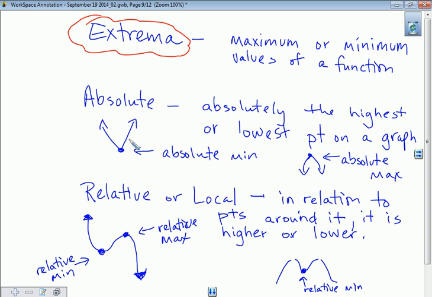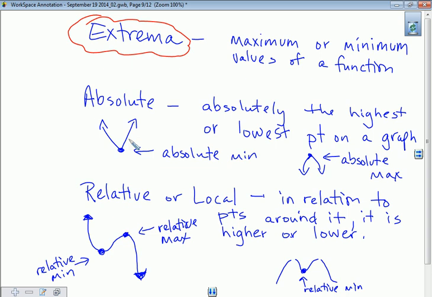Now the second example I gave you is a parabola that's opening down. And the vertex of this parabola is the highest point on the graph. There's not another point higher than that point. So that is an absolute max. So we would only label it absolute if it's absolutely the highest or the lowest point of all the points on the graph.